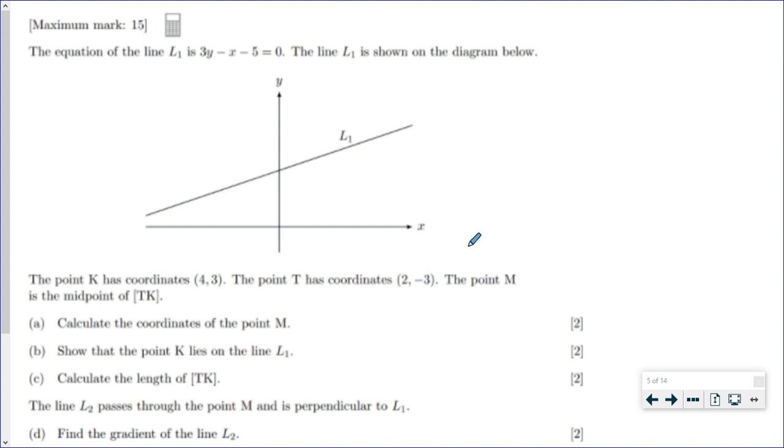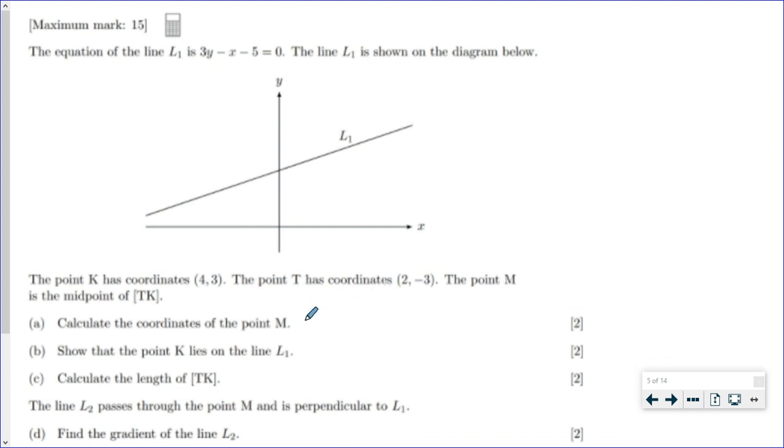Apparently, I put entirely too many linear problems on here. These are all super easy, right? So the equation of line L1 is 3y minus x minus 5 equals 0. The line L1 is shown on the diagram below. The point K has coordinates 4, 3. The point T has coordinates 2, -3. The point M is the midpoint of TK. Calculate the coordinates of M.